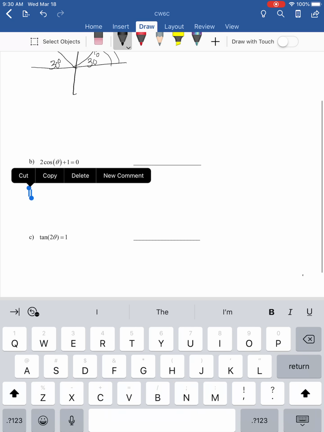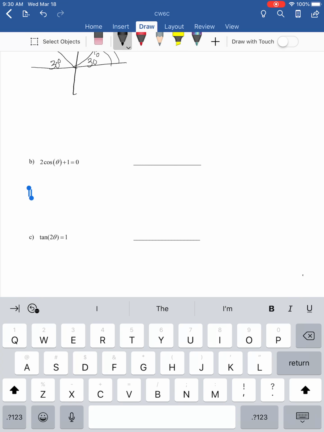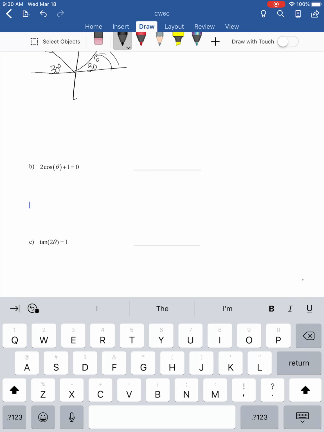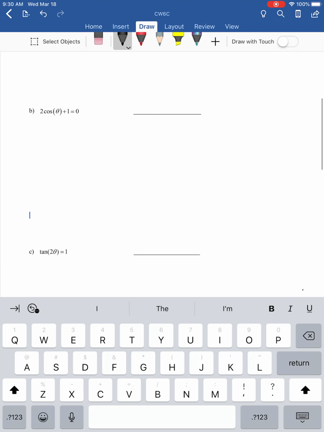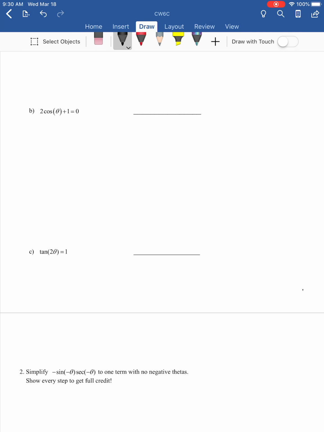Problem number 2, let's see if I can make this a little bigger in here, have room to work. All right, we want to solve this. So we would say 2 cosine theta, I'm going to move the 1, make it a -1. Then I would divide by 2, and that gives me a -1/2. Okay, so I find the two angles where cosine is equal to -1/2.